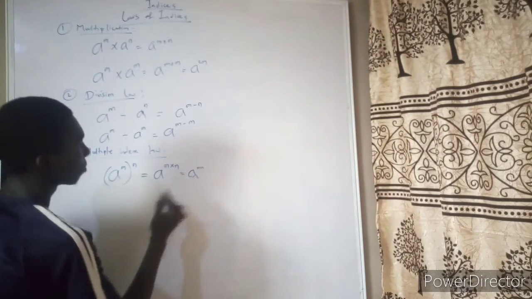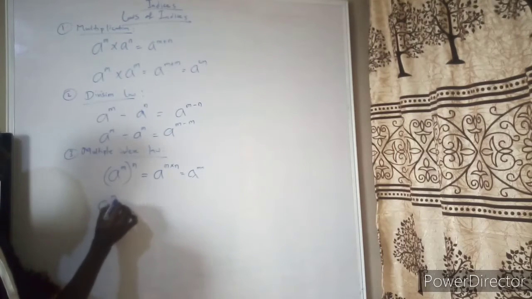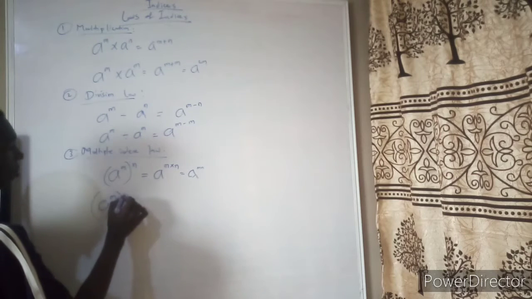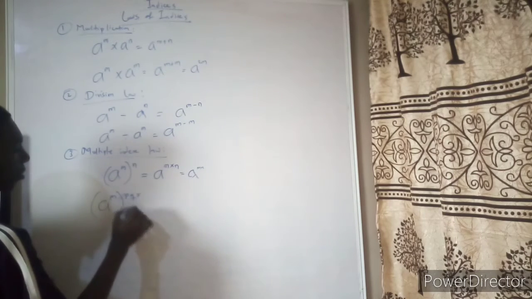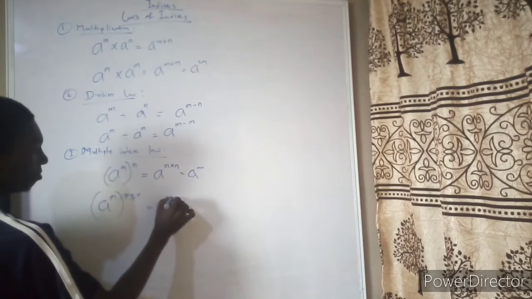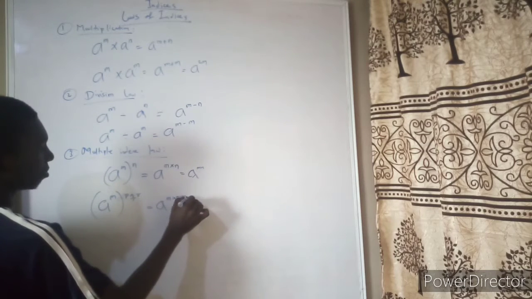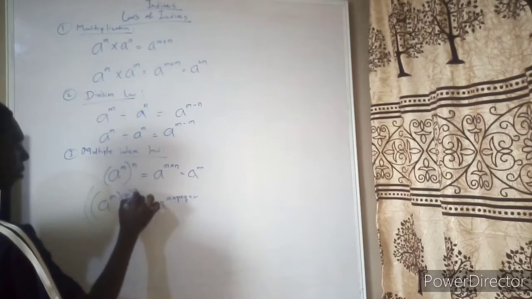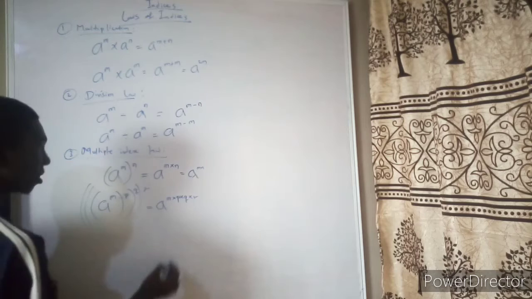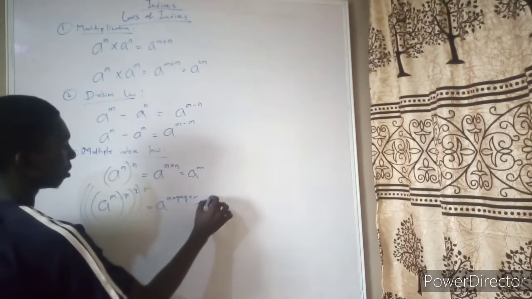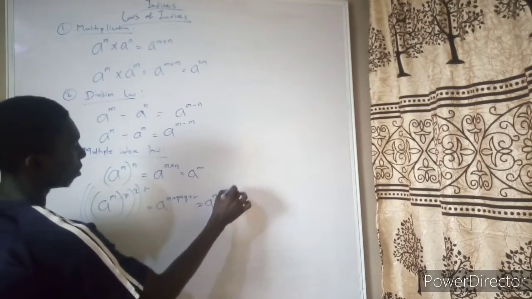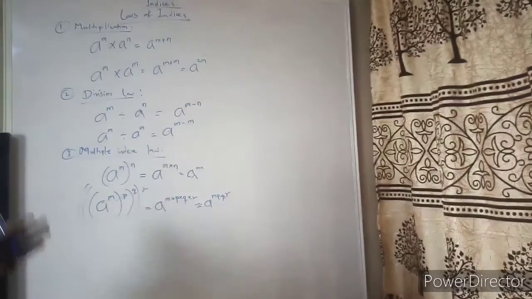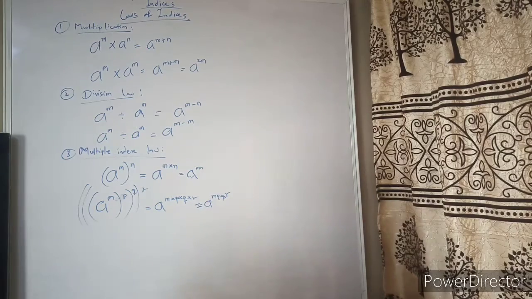mn. So if I'm given a raised power m, raised by brackets p q r, it is still the same thing: a raised by m times p times q times r. Even if it is like this, with q, same thing I do, which is equal to a raised by m p q r. It's still the same thing. So that's the point about the multiple index law.